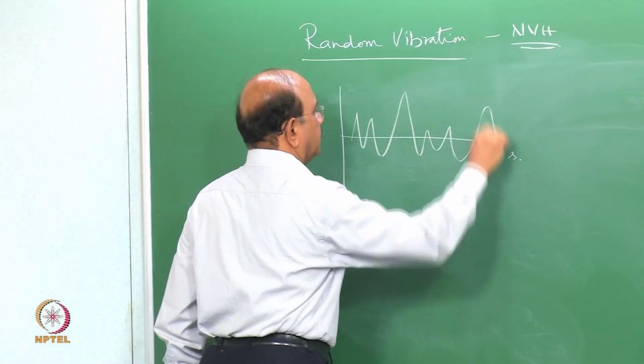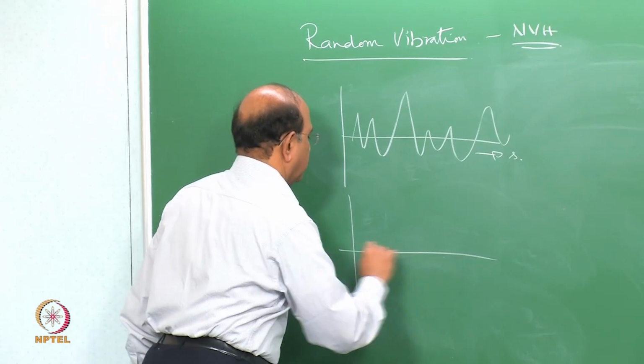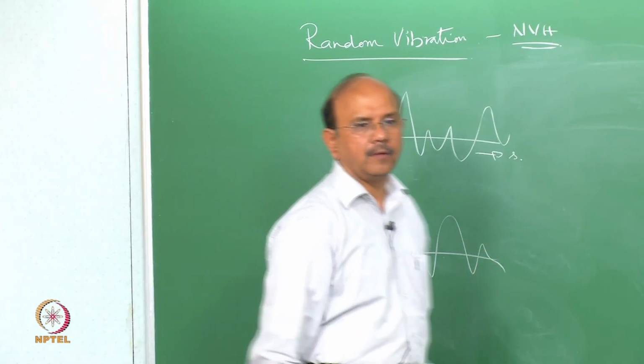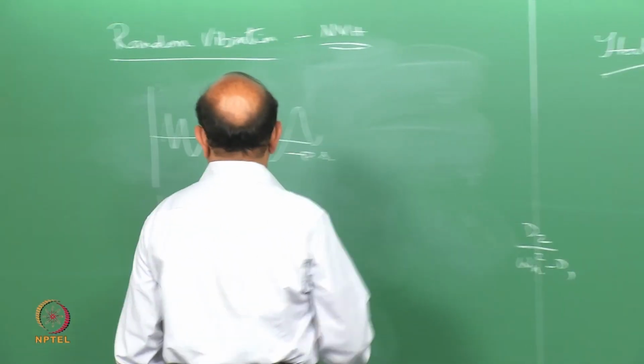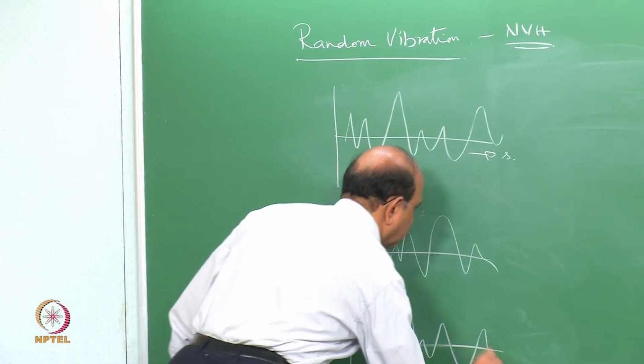So for the first measurement, it would be something like this. The second measurement would be something like this, and so on. Maybe a third measurement would be something like this.